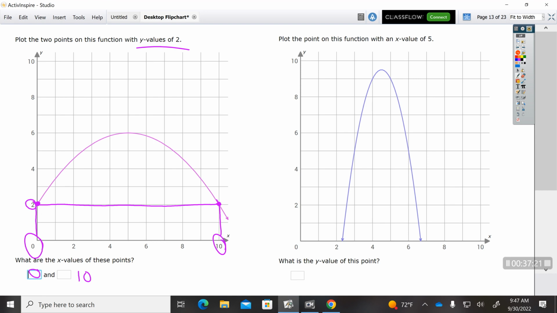Getting the hang of it? It's just reading a graph, learning how to read a graph in algebra. Now here it says x value 5. So you go to the x 5, go touch the line. What y value is associated with it? 9.